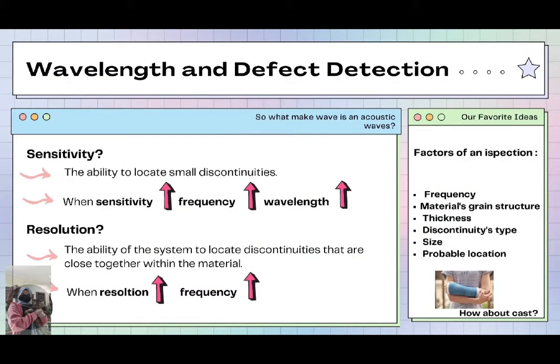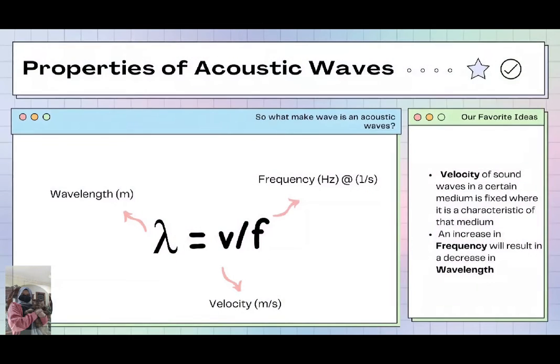So this formula is very familiar: lambda equals V over frequency. I know that we all know wavelength, velocity, and frequency. So wavelength is inversely proportional to the frequency, and usually the velocity, because of the medium, has its own characteristic. So when the frequency increases, the lambda decreases.